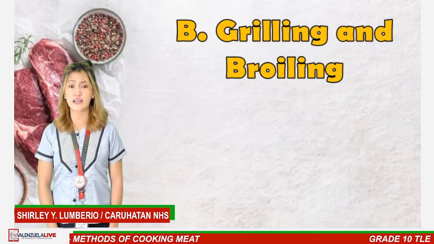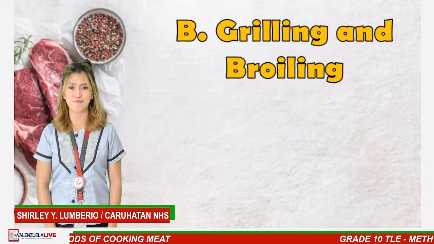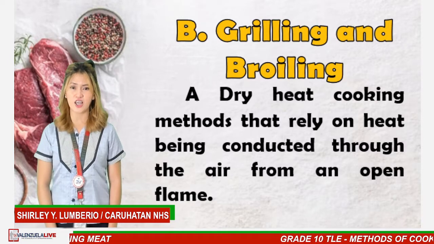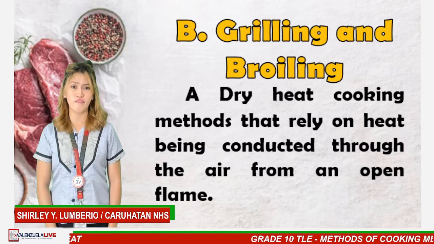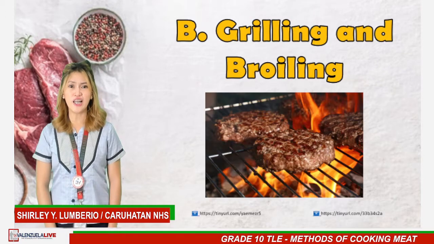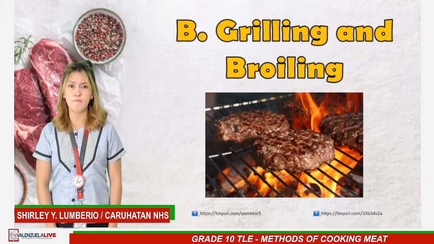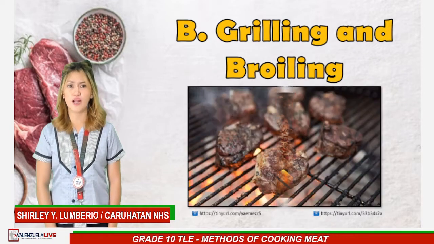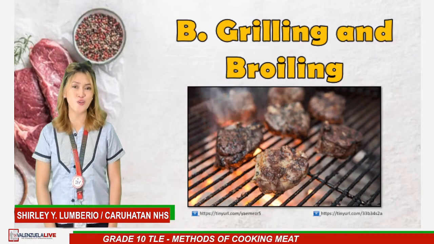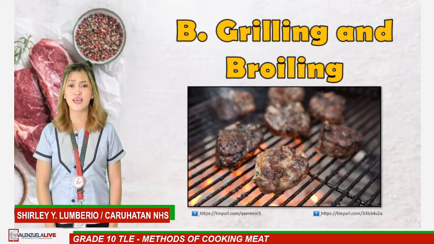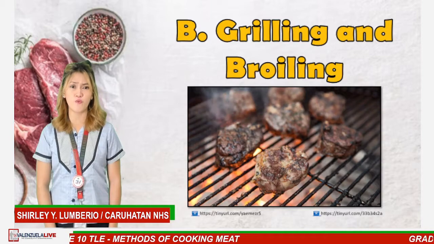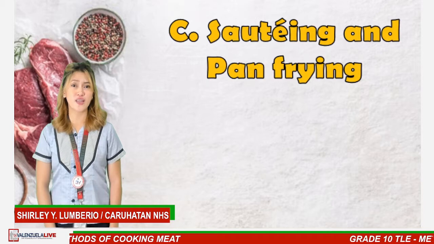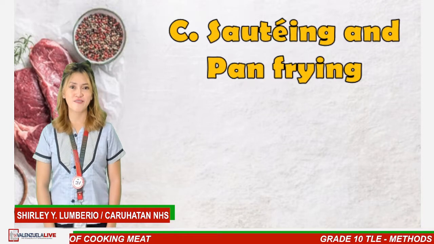Next is grilling and broiling. These are dry heat cooking methods that rely on heat being conducted through the air from an open flame. Grilling cooks hot and fast because air is a poor conductor of heat. It requires the food to be quite close to the heat source, which in this case is likely to be an open flame. Another one is sautéing and pan frying.